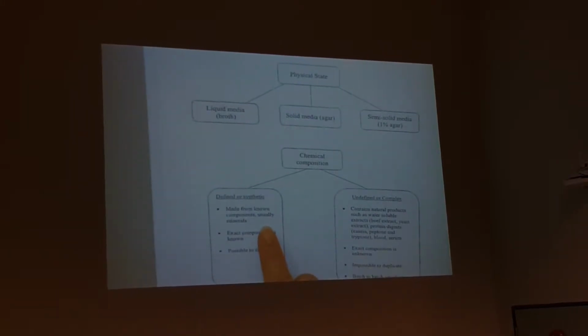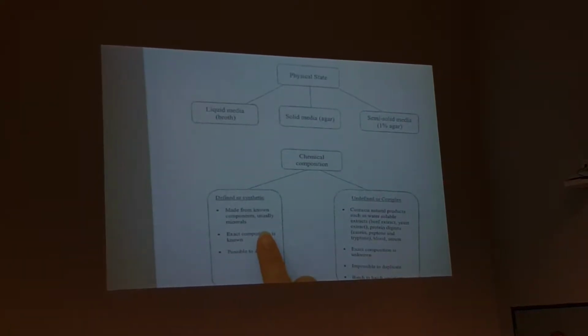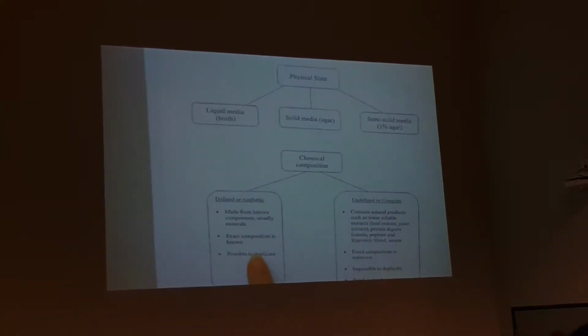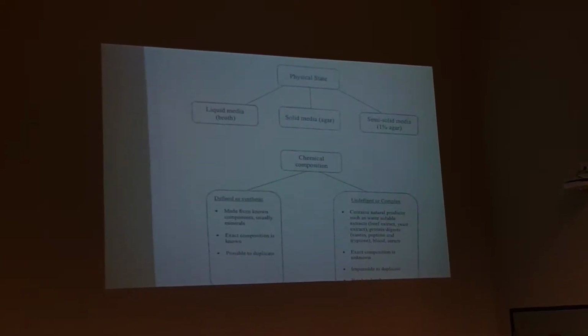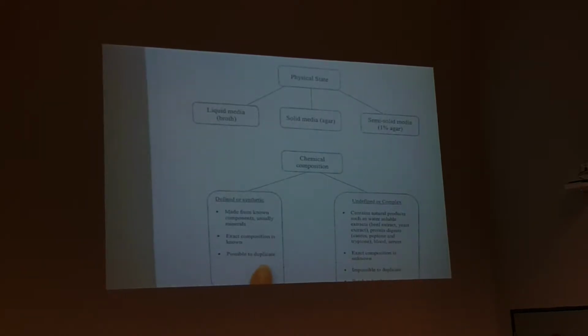So defined media will contain known components, for example minerals. The exact composition is known because it will just contain all the mineral salts and simple sugars such as, for example, glucose, lactose. Simple sugars have specific formulas, so those exact components are known. How much is added inside is also known. So it is possible to duplicate.